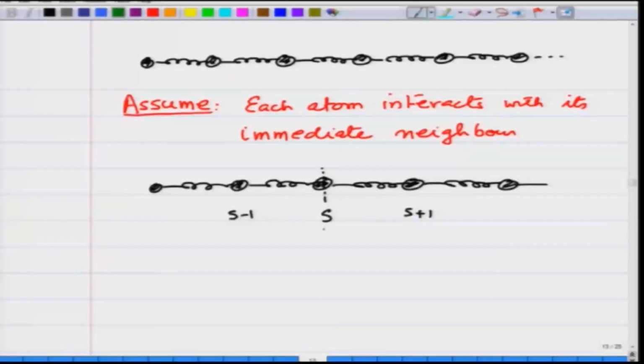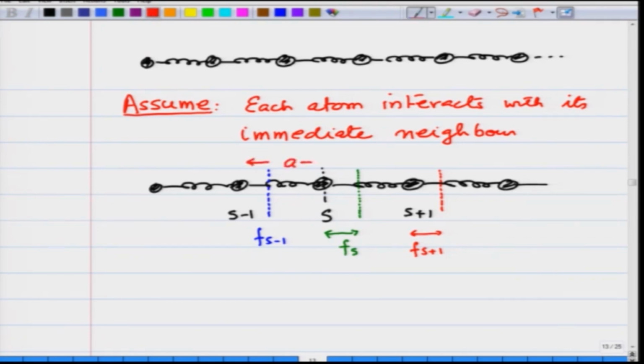Now let this atom be displaced by a distance Fs. So it has a new position Fs. Let the next one be displaced by Fs plus 1. This is displaced by Fs plus 1, and let the previous one be displaced by Fs minus 1, so that the distances between these atoms change. They change from the equilibrium distance, which was A, to slightly different, and I am assuming a force proportional to the displacement, that is spring like force.